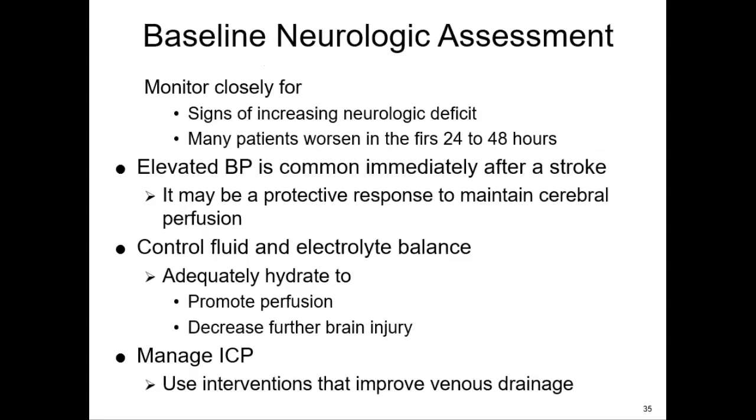All right, so baseline neuro assessment is here, monitoring the person for increasing neurological deficit, and many people will worsen. Elevated blood pressure is common immediately after a stroke, and we do think that it's protective. So we do have some guidelines for ischemic stroke, which is we generally won't give them medications to treat the stroke unless their MAP is over 130 or the systolic's over 220.